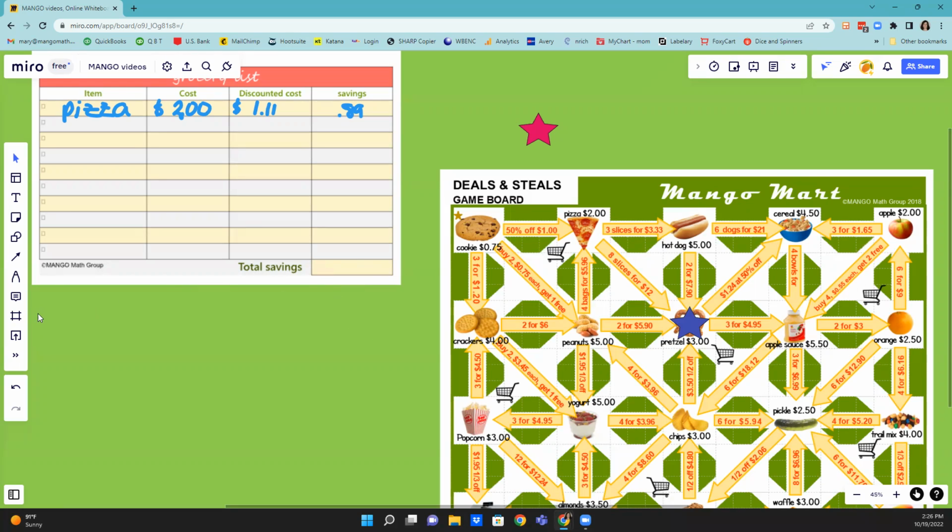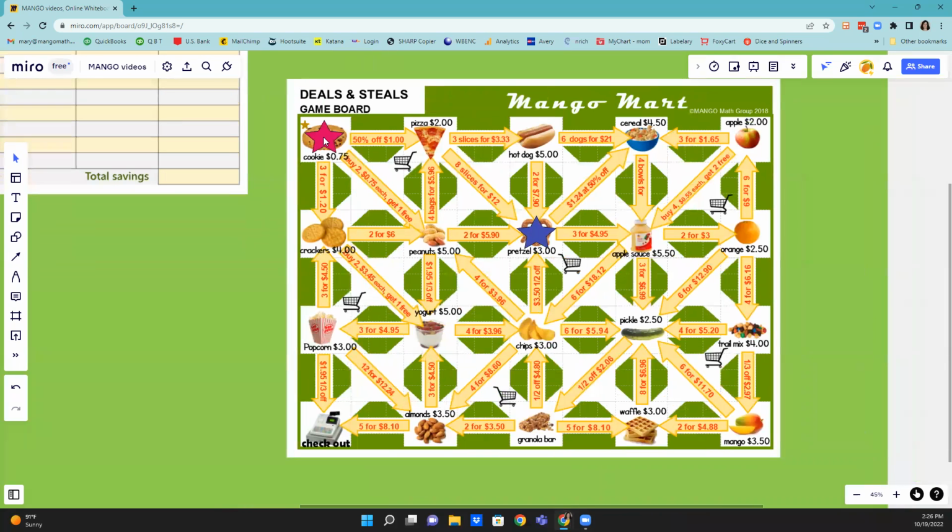Now, the other way that you can play this game, I'm going to erase this, is that you have to make your way around the board, starting at the cookie, and you have to collect 12 items, going in whatever direction, but you follow the arrows to the next item and continue around the board, collecting 12 items and then getting to checkout. So you have to follow the arrows and the directions that you get, collecting all 12 items, and then getting back to the checkout.